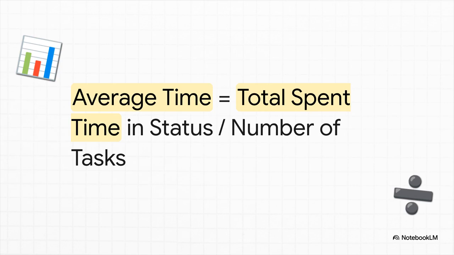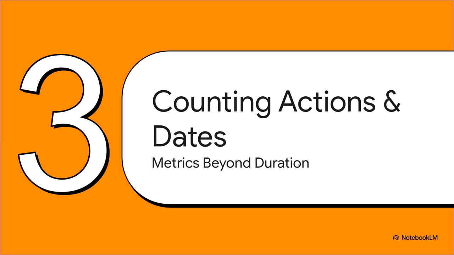And once you have those totals, figuring out the average is a piece of cake. Seriously, the app just takes the total time spent in a status and divides it by how many issues went through it. That number, that average time, that's your baseline. That's the metric you're going to watch like a hawk to see if all those process changes you're making are actually working.